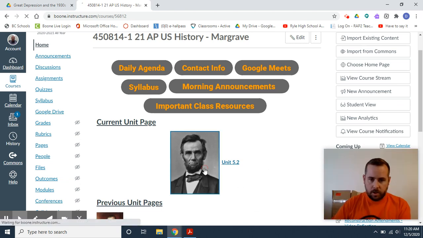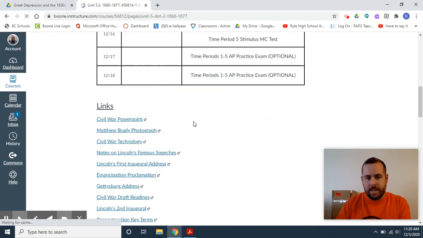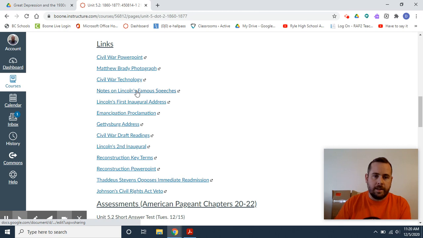So where we're going to look, we're going to go on the unit page, and I put a new link that says notes on Lincoln's famous speeches. So these notes that I'm using for the lecture, you'll have them. We're going to look at Lincoln's first inaugural address, the Emancipation Proclamation, the Gettysburg Address, and then Lincoln's second inaugural. All four of those are linked on this document too. But this is where they're at. And these are in chronological order. So we're going to look at how Lincoln grows and evolves throughout the Civil War.